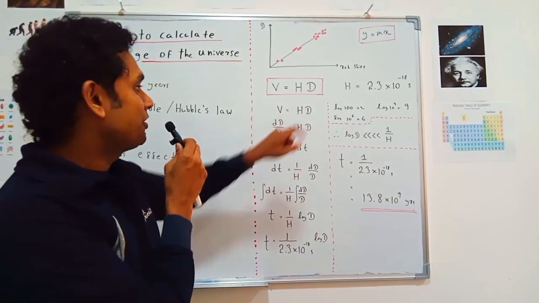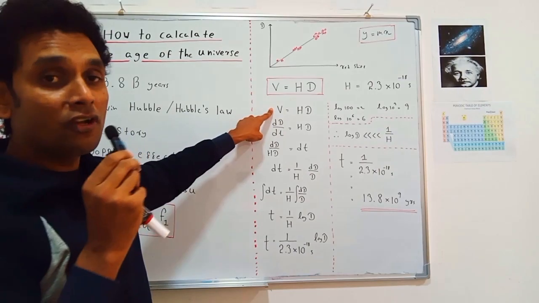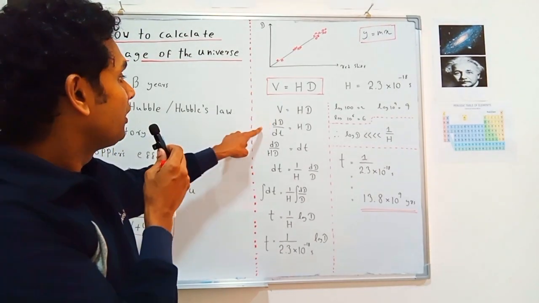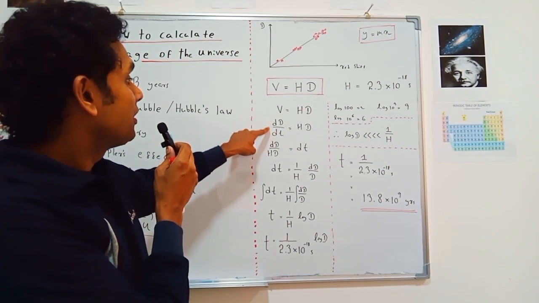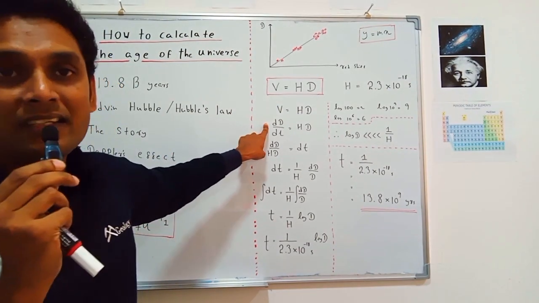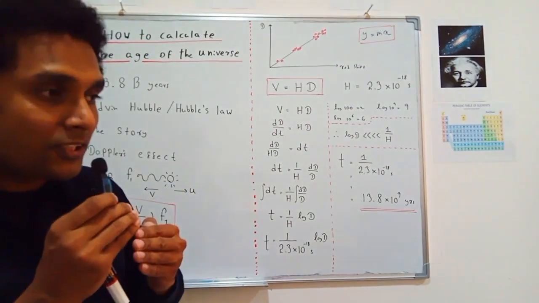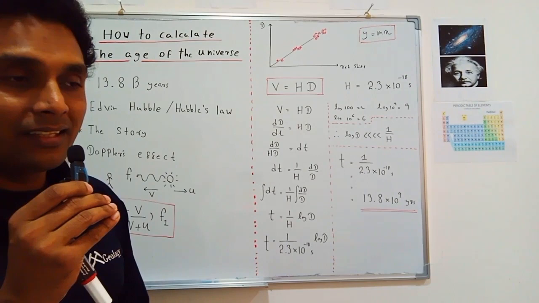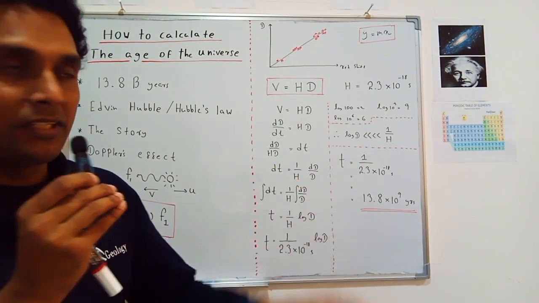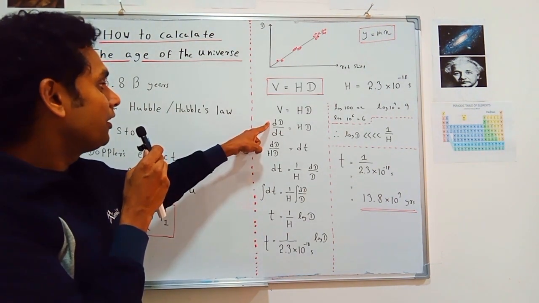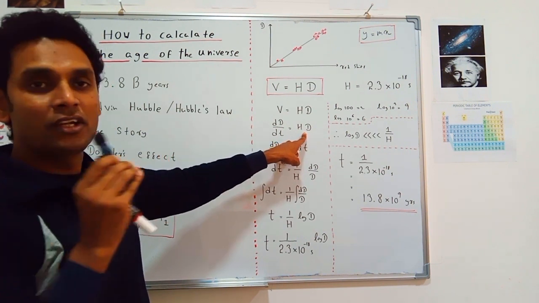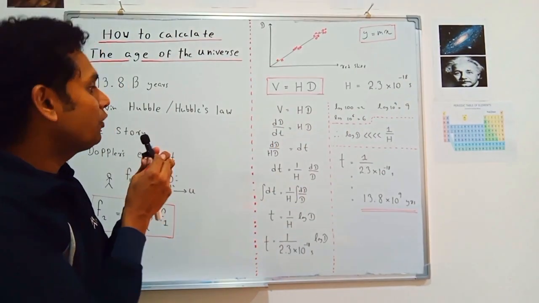V equals Hd. V, the velocity at which the stars are moving away from us, is equal to dD divided by dt. D means the distance from us to the star, and t is the unit time duration in which we are calculating the speed. So dD divided by dt is equal to Hd. Right? Okay.